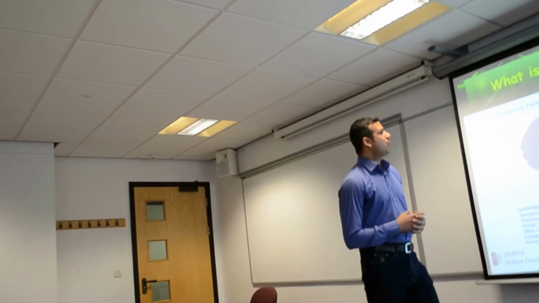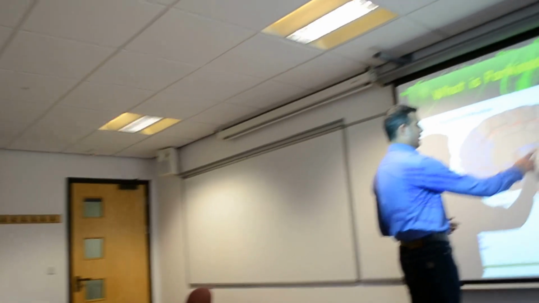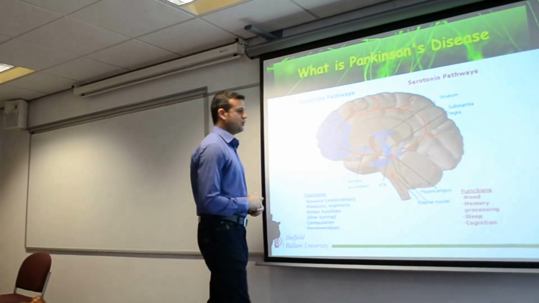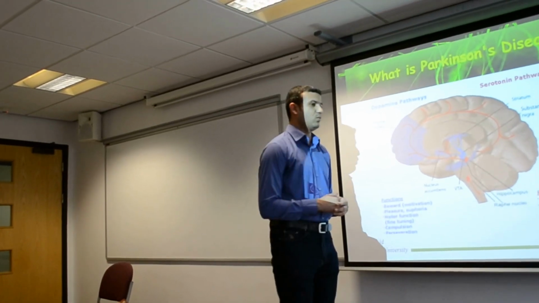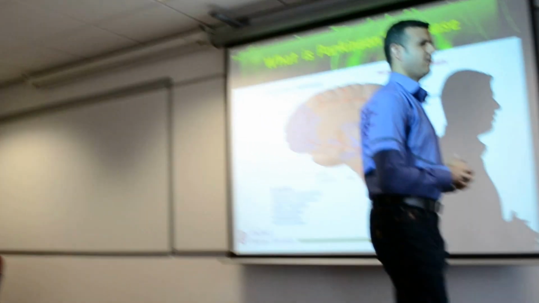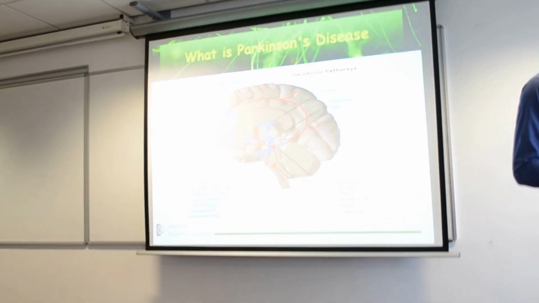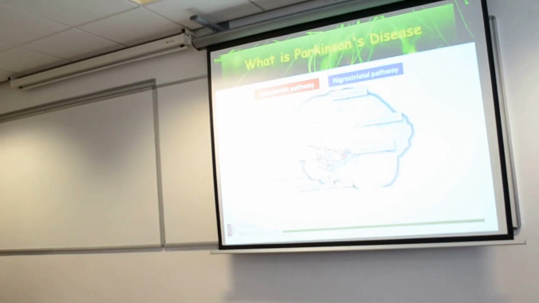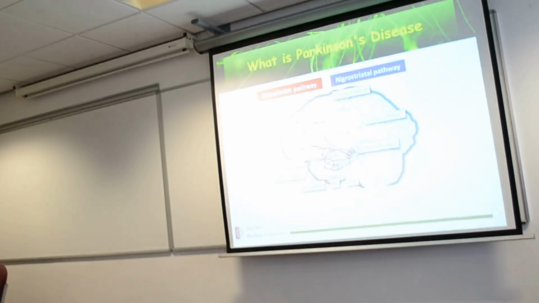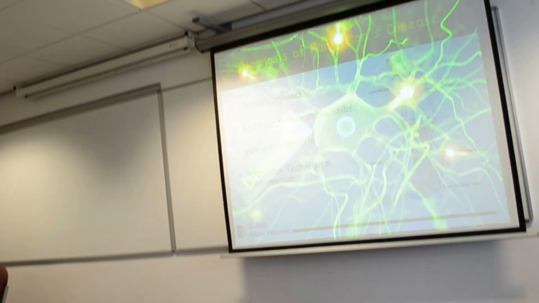The main problem with dopaminergic in Parkinson's is here in the nigrostriatal region, which we will focus on when we talk about the diagnostic techniques for Parkinson's disease. And this is another cartoon showing the nigrostriatal pathway.